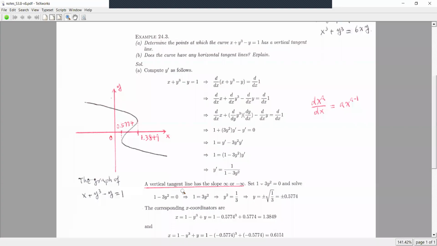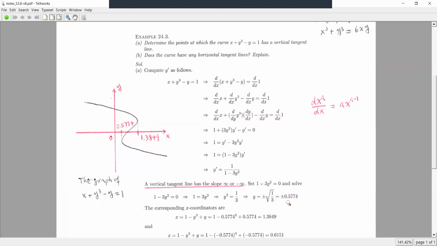A vertical tangent line has a slope of positive or negative infinity. So to determine where a vertical tangent line is, I set the denominator here to 0. Then the slope is 1 over 0. 1 over 0 is either positive or negative infinity. Then solve this equation. I have two numbers.